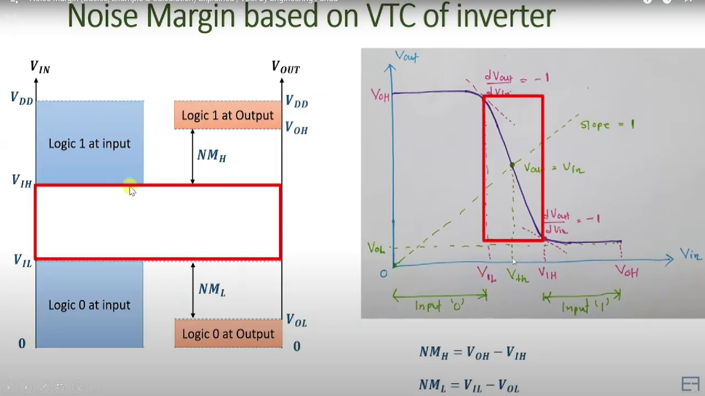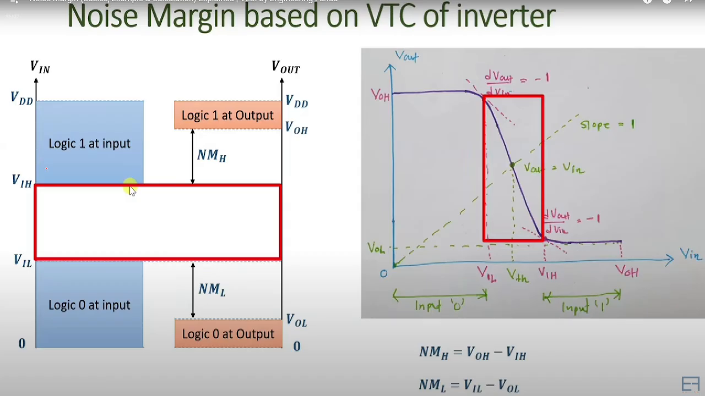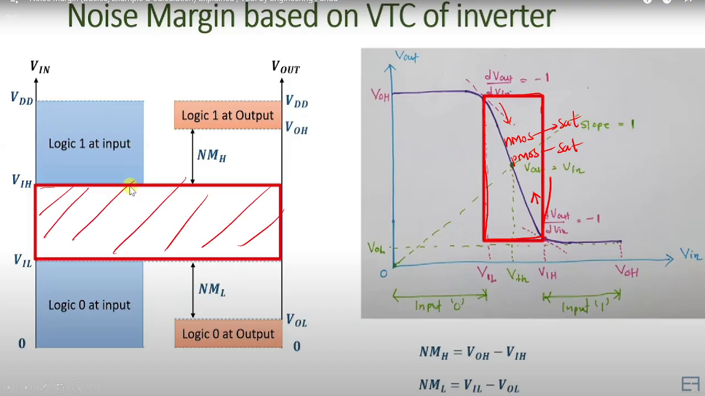And what is this region, between VAH and VAL? We already saw that in this region both NMOS and PMOS are in saturation region. In the last class we already saw this. This is the unused region, where both NMOS and PMOS are in saturation. So this is about noise margin.